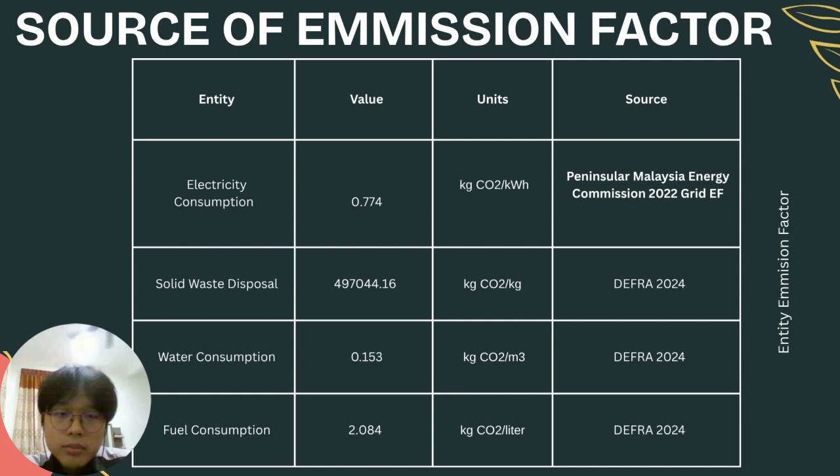So from here, we found that the source of emission factor for electricity consumption is 0.77. The unit is kg CO2 divided by kilowatt per hour, and the source is from Peninsular Malaysia Energy Commission 2022, grid EF. For the entity of solid waste disposal, the value for emission factor that we found is 497,000, and the source is from DEFRA 2024, and DEFRA is the Department for Environment, Food and Rural Affairs. So solid waste disposal, water consumption, and fuel consumption, the emission factors that we found are all from DEFRA 2024. And the water consumption emission factor is valued at 0.153, while the fuel consumption is valued at 2.084.